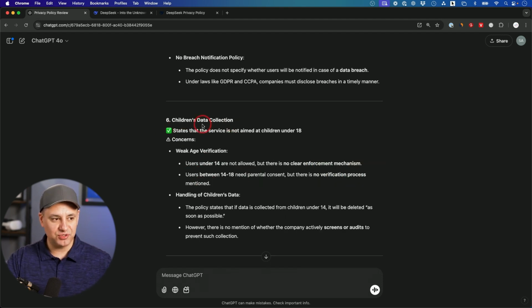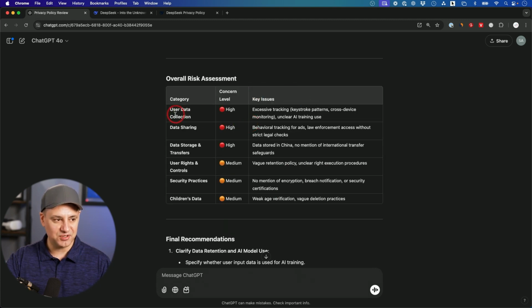Now, right here for children's data collection, it says the app is not meant for anyone under 18, but it doesn't have much age verification that I really noticed when I signed up. So that is not very clear, and how they would enforce that if you are under 18 and you're trying to use this app. Now, ChatGPT made this nice table here. So user data collection, concern level very high. Data sharing, concern level very high. The way they store the data: data is stored in China, no mention of international transfer safeguards, very high.